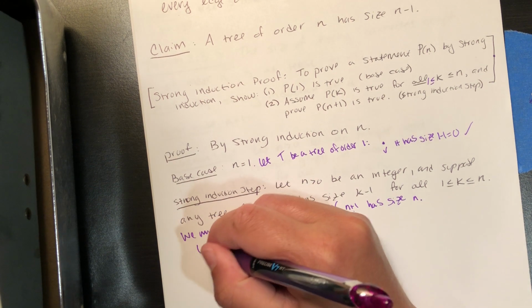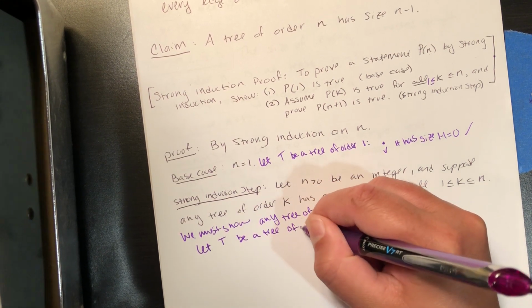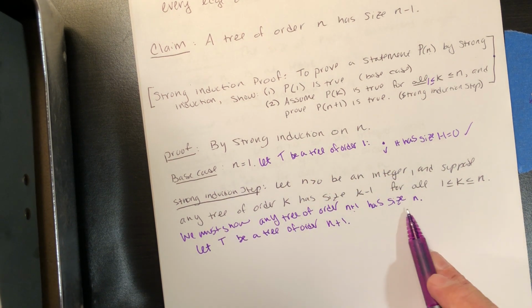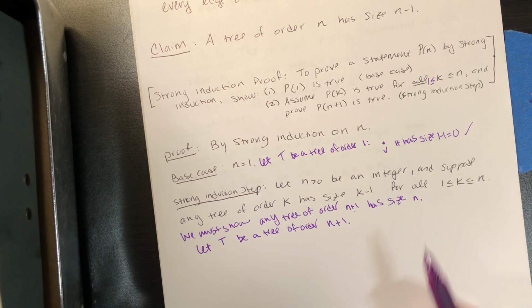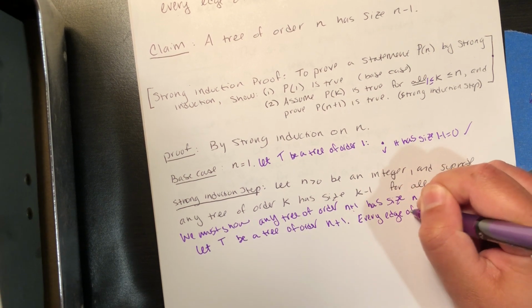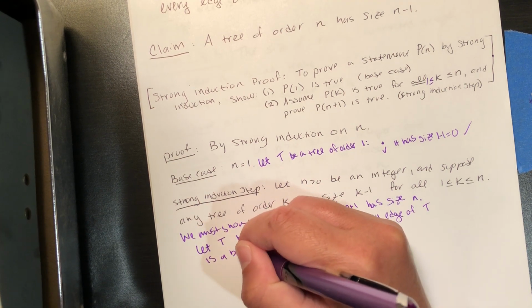Okay, so let's let T be a tree of order n plus 1. We need to show that it only has n edges. Okay, so remember what we know about trees. We learned two sections ago that in a tree, every single edge is a bridge, right? It's a cut edge. If you deleted any single edge in a tree, you're going to disconnect the graph. So every edge of T is a bridge.